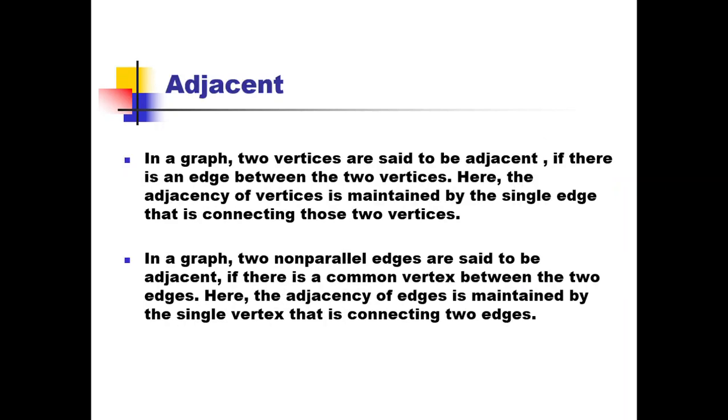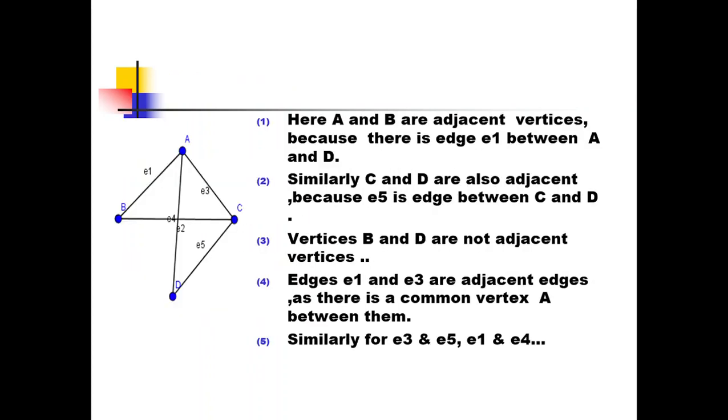Adjacency. In a graph, two vertices are said to be adjacent if there is an edge between them. Here the adjacency of vertices is maintained by the single edge connecting those two vertices. If you consider the example here, A and B are adjacent vertices because they are connected by the edge E1. A and C are also adjacent vertices because they are connected by E3. But B and D are not adjacent here because they are not connected directly by a single edge. So that is called adjacency of vertices.